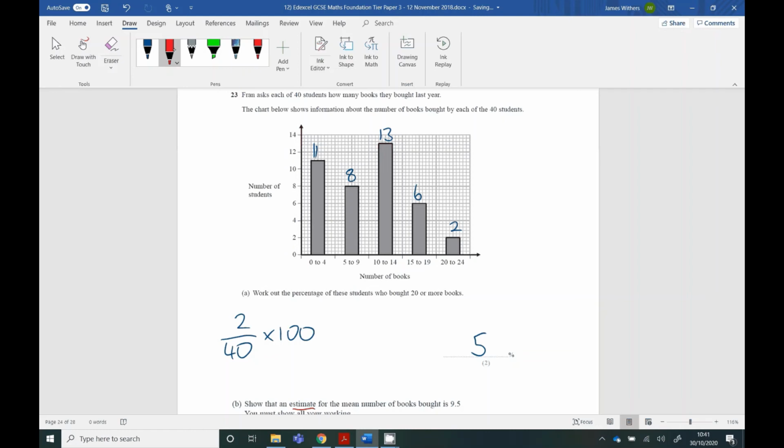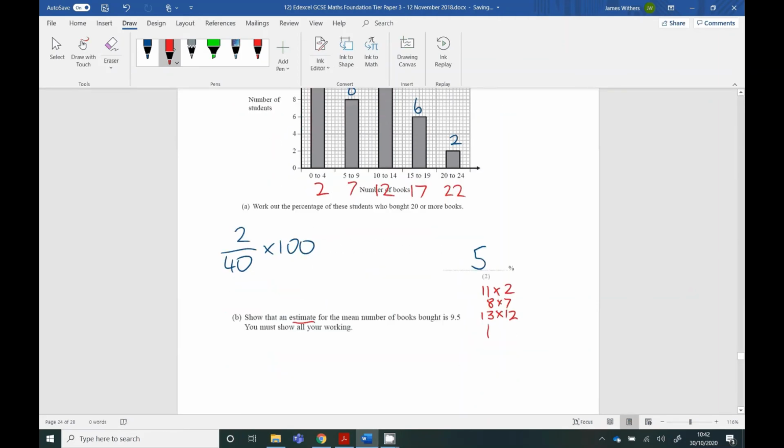So what's halfway between 0 and 4? That's 2. So we're going to assume those 11 students bought 2 books. Halfway between 5 and 9 is 7. 10 and 14 is 12, 15 to 19 is 17, and 20 to 24 is 22. So we're going to assume there's 11 students bought 2 books. And these 8 students bought 7 books. These 13 students bought 12 books. Those 6 students bought 17 books. And those 2 students bought 22 books.